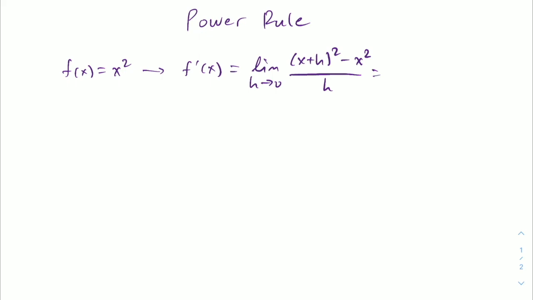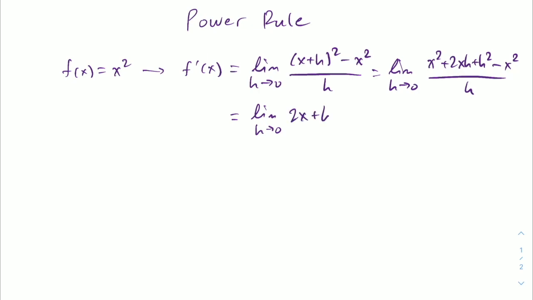If you expand the numerator of this difference quotient, you're going to get x squared plus 2xh plus h squared minus x squared. If you cancel the x squareds and then divide the remaining terms by h, you'll get 2x plus h. And as h goes to 0, this goes to 2x.